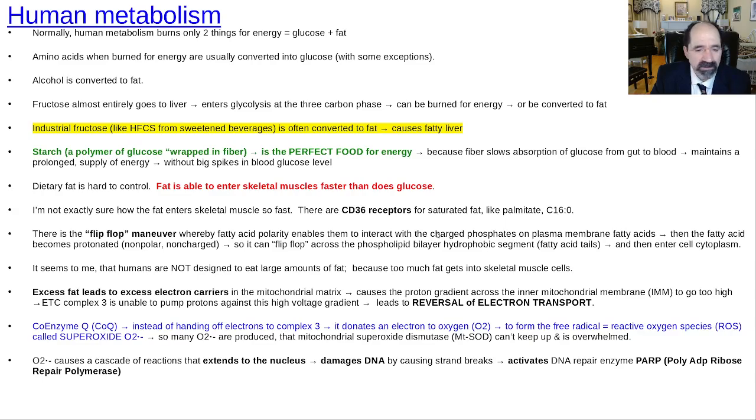And again, what it seems to me from studying this a lot is we're simply not designed metabolically to handle large amounts of fat. Okay, we talked about reversal electron transport. We talked about coenzyme Q being overwhelmed. Well, it's really complex 3 that's overwhelmed. It can't pump against that high gradient, so things just back up because of that.